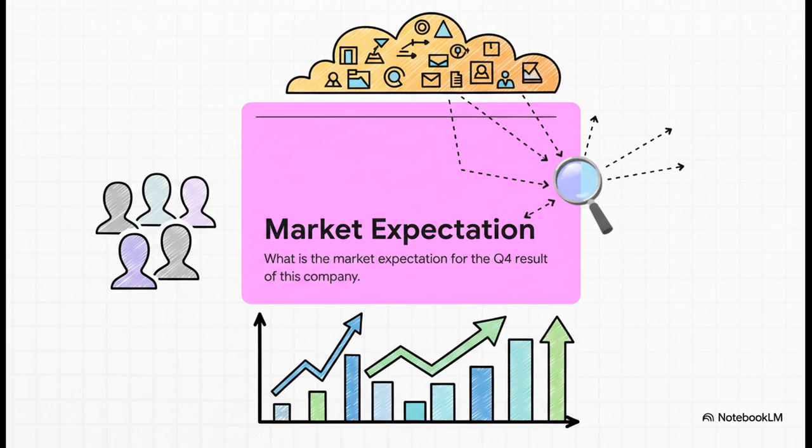The source text specifically wants a deep analysis of that future Q4 result, which means we have to look at the broader financial landscape and synthesize the consensus. It's not about one analyst's wild guess. It's about the weighted average of professional market predictions.